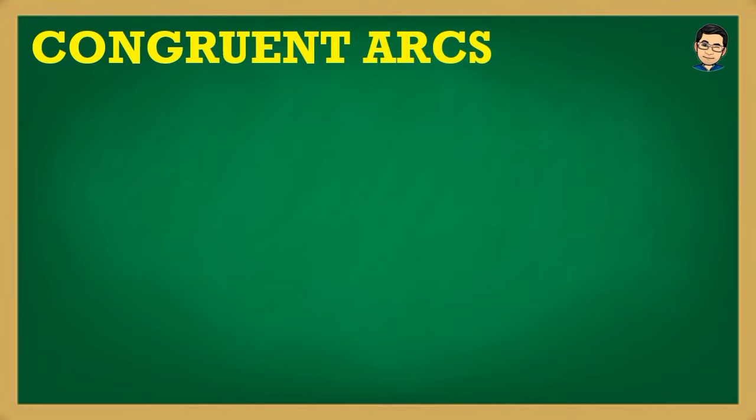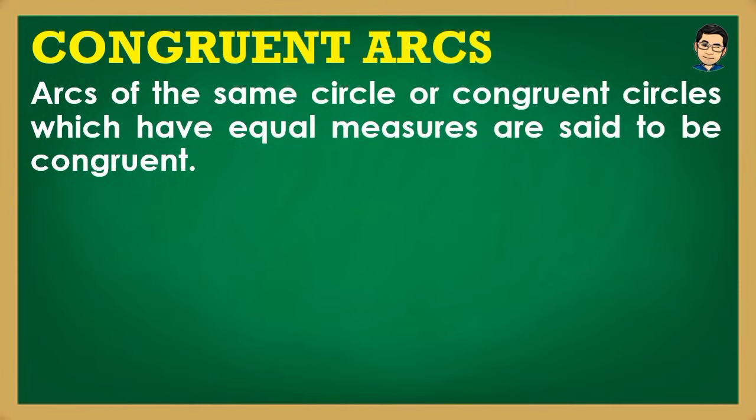So, after natin i-discuss yung congruent circles, let's have congruent arcs. So arcs of the same circle or congruent circles which have equal measures are said to be congruent. So meron tayo dyang same circle. So maaari po kasing dalawang arcs ang meron sa loob ng circle. And then pwede rin namang congruent circles. So dalawang circles yung naka-illustrate.